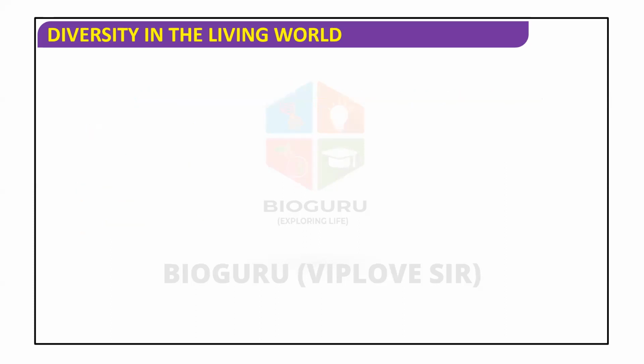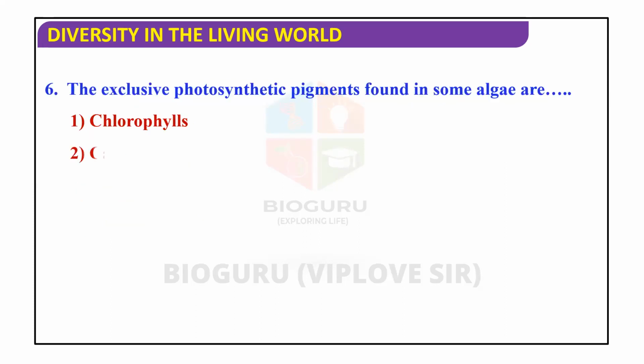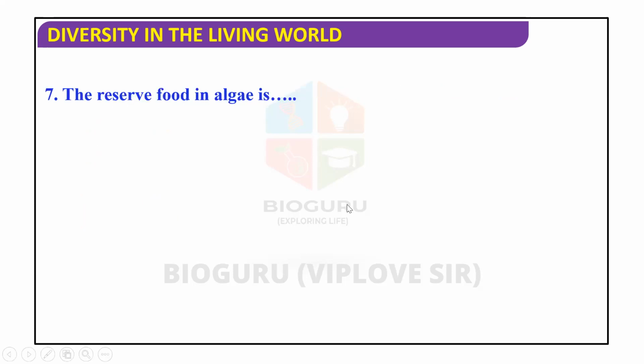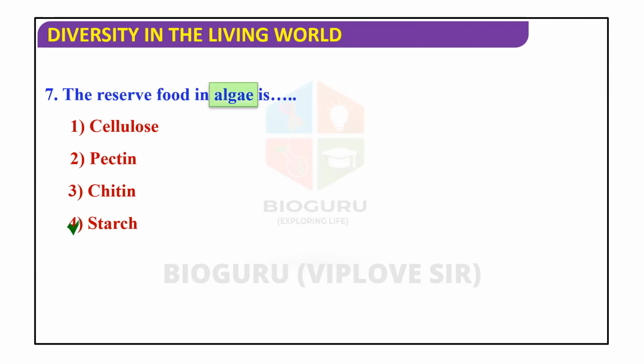That's nice. The exclusive photosynthetic pigments found in some algae are chlorophylls, carotenes, xanthophylls, or phycobilins. Yes, that's good. The answer is phycobilins. That's good. The reserve food in algae is cellulose, pectin, chitin, or starch. Reserve food in algae is starch.